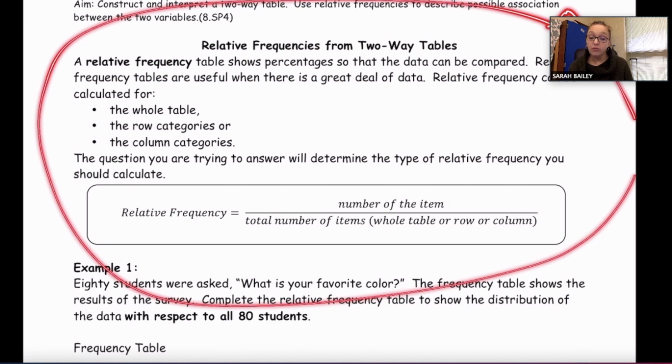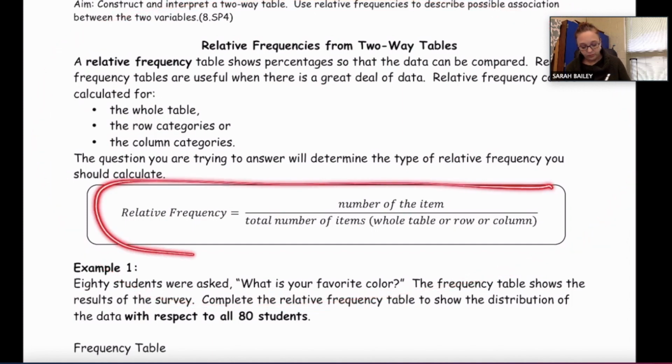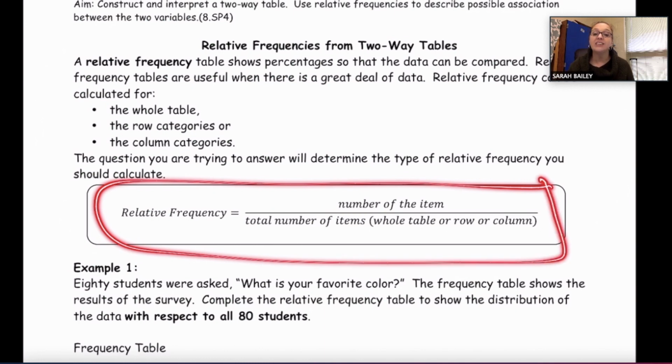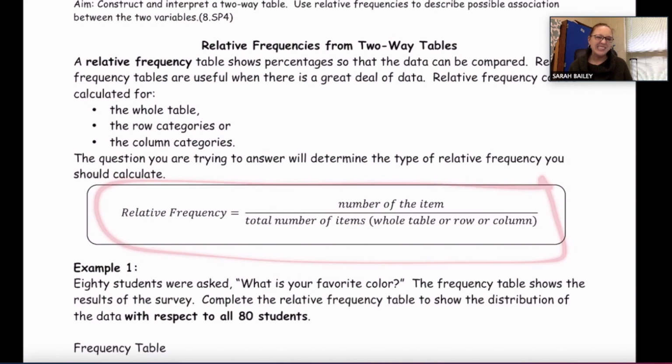So there's three different types. The question you're trying to answer will determine the type of relative frequency you should calculate. And so here's the formula for that. Relative frequency is going to be the number of the item divided by the total number of items, whether you're talking about the whole table, row, or column. Might sound a little bit confusing. Let's do some examples and hopefully that'll clear up any of the confusion we may have.